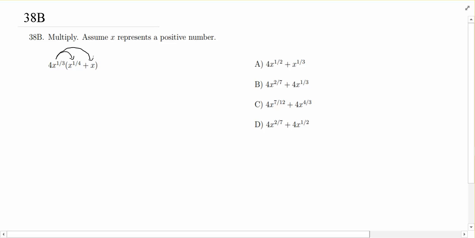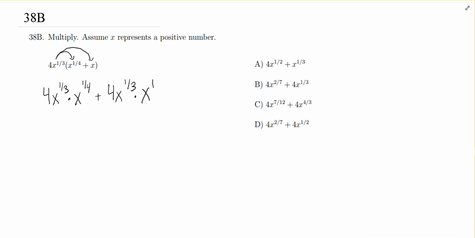So if I were you, I would literally write this out before I do any sort of math. Write out the distribution: 4x to the 1/3 times x to the 1/4 plus 4x to the 1/3 times x. Now, the first suggestion I want to throw out there is to literally write in the first power on this x. Because the meat of this problem is about using properties of exponents, and we always have an assumed exponent of 1 if we don't write an exponent at all.